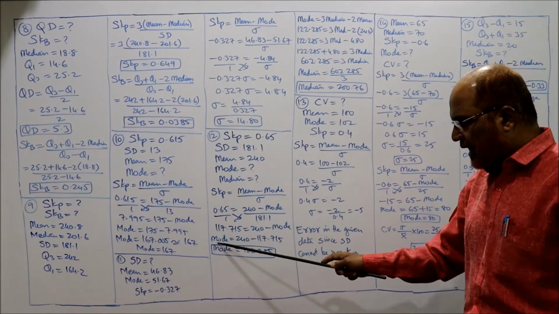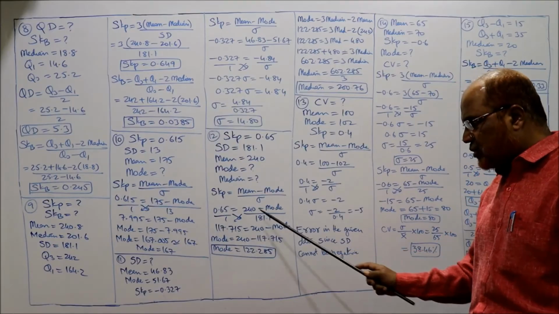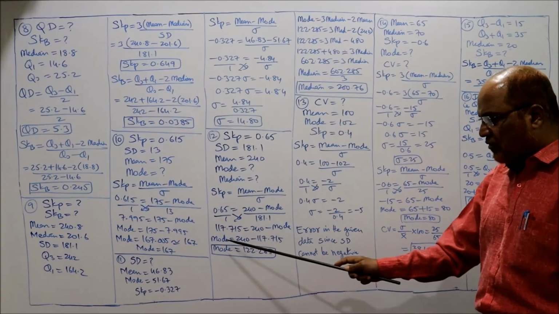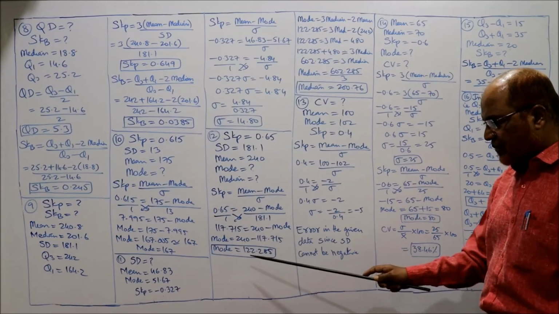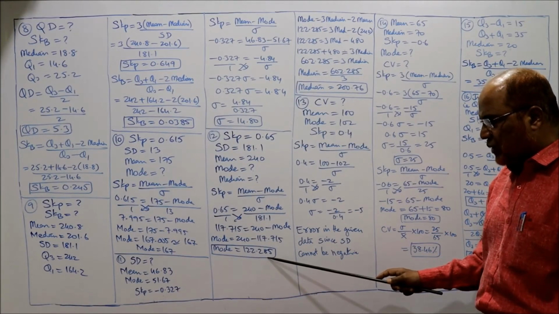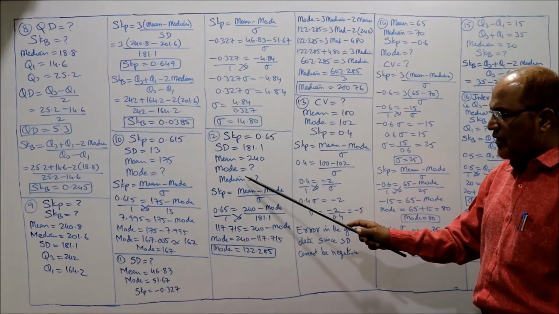Take the mode to LHS and bring this 117 to RHS. So your minus mode will become plus mode, then minus plus 117 will become minus 117. So mode is equal to 122.285. So mode we got. Now we need median.